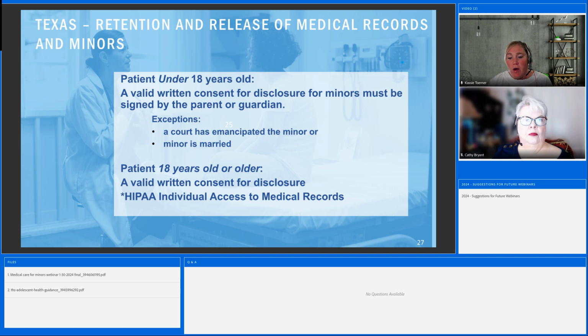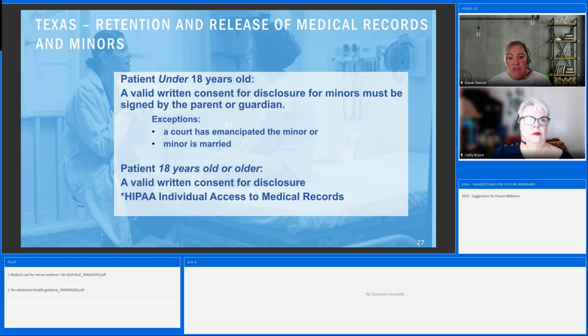And if you get a request for the release of records for a minor under the age of 18, a valid written consent must be signed by the parent or guardian. Exceptions would be a court emancipated minor, or a minor who is married. We've talked about some of those exclusions already.